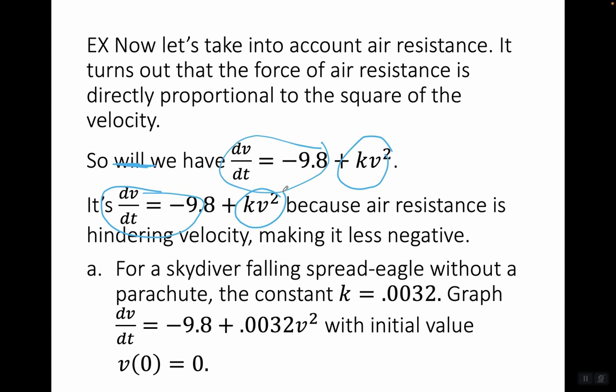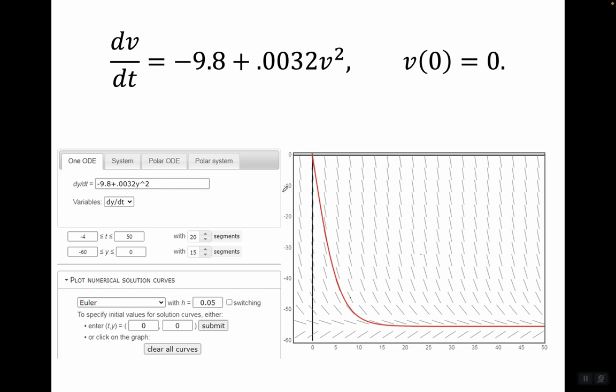Okay, so for example, for a skydiver falling spread eagle without a parachute, sounds painful, the constant k equals 0.0032, and you can confirm this through experimentation. Graph dv/dt equals negative 9.8 plus 0.0032 v squared with initial value v(0) equals 0. This would take you forever if you did it just on your own without a slope field generator. But if you've got a slope field generator, bam, you can do it like this. This is very cool. So that's what the graph is going to look like.